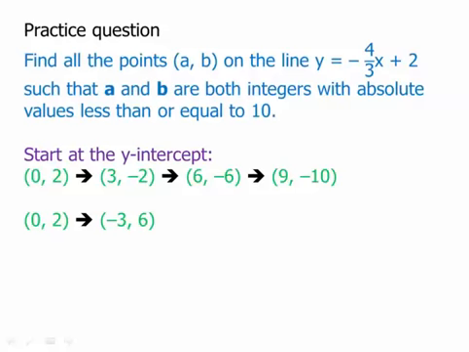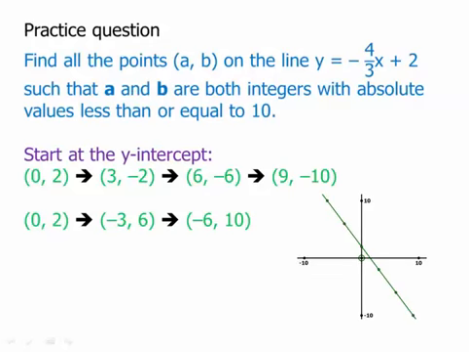That would bring the x down to negative 6, and the y would go up to 10. And again, we have to stop there. And so those are the points, 1, 2, 3, 4, 5, 6. Those 6 points are the points that satisfy this condition. And we can see these 6 points on this line.